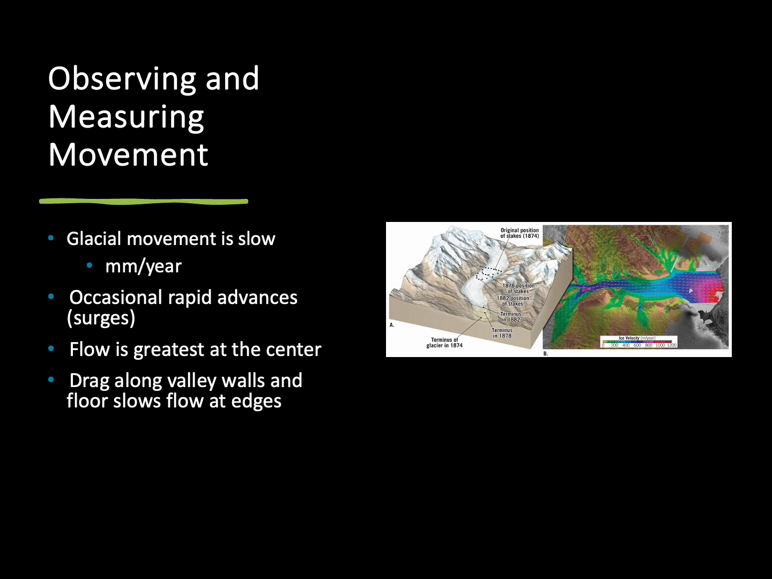So if we're looking at our glacier, right along the middle is going to be the fastest flow rate. But along the edges of our valley glacier, these are going to be slower because it's dragging against these solid rocks, which are going to slow it down.